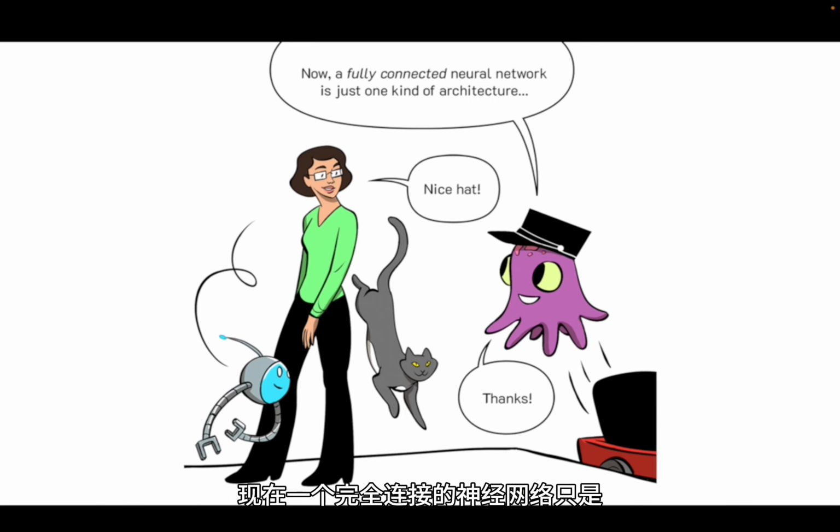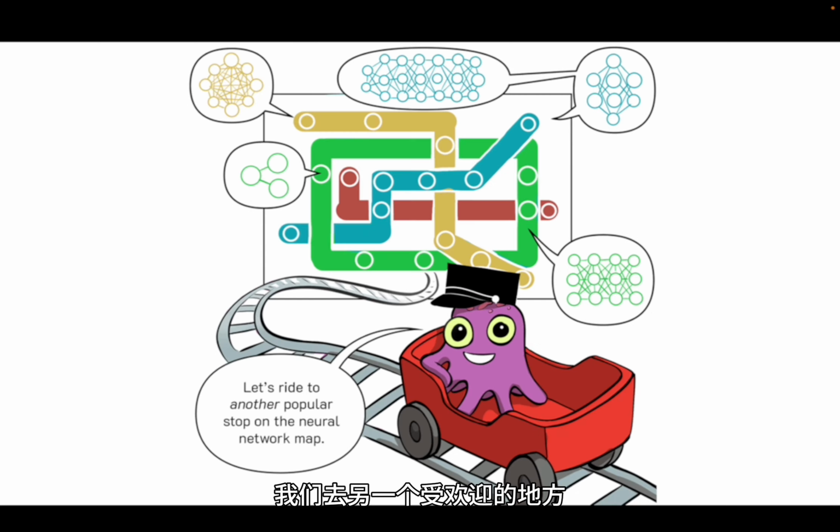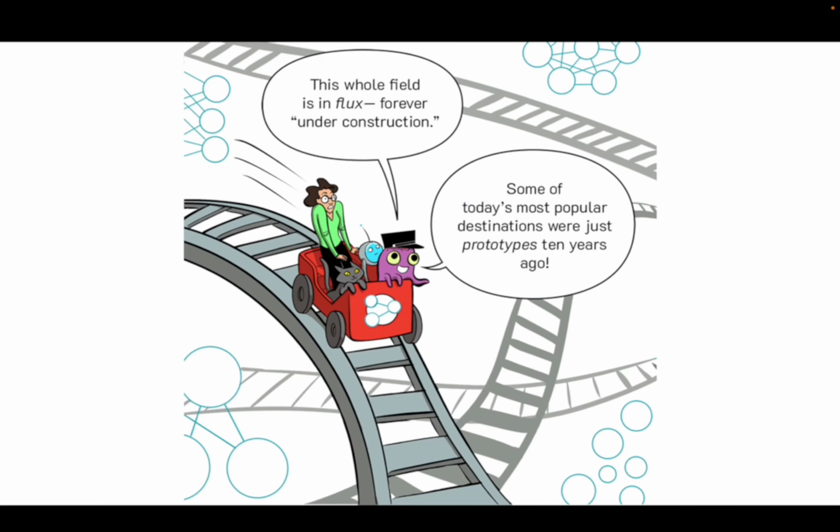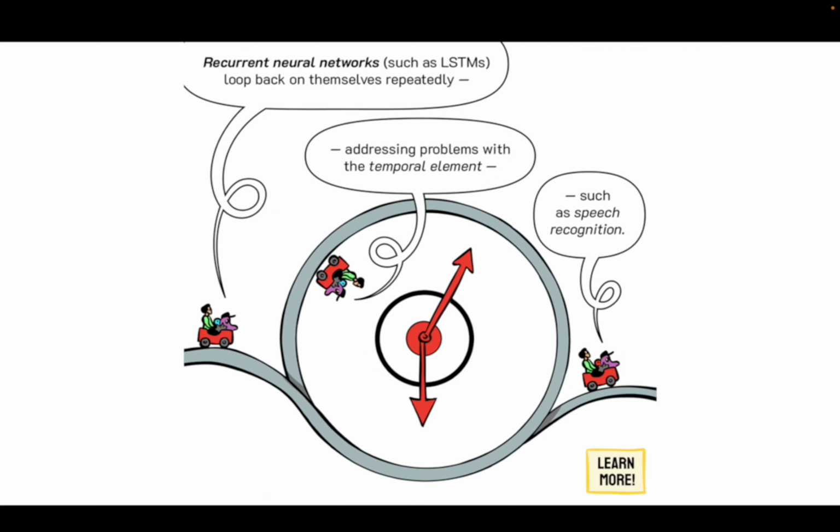Now, a fully connected neural network is just one kind of architecture. Nice hat! Thanks. Let's ride to another popular stop on the neural network map. This whole field is in flux, forever under construction. Some of today's most popular destinations were just prototypes 10 years ago. Recurrent neural networks, such as LSTMs, loop back on themselves repeatedly, addressing problems with the temporal element, such as speech recognition.